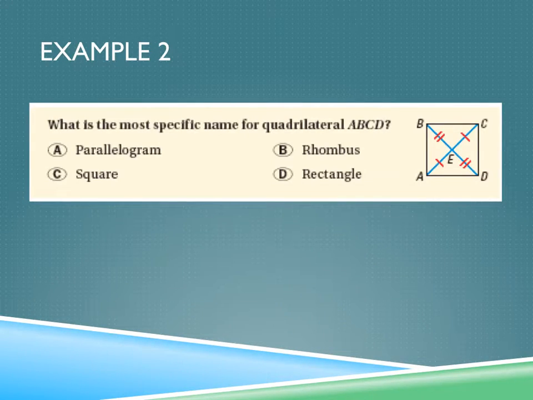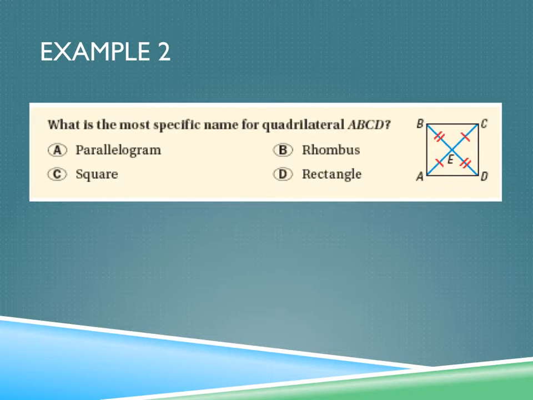Example 2 says, what's the most specific name for quadrilateral ABCD? So based on that diagram, what do you know about the diagonals? They're bisected. That's all we know. I don't know anything about the sides other than that there's 4 of them, right? I don't know anything other than the diagonals being congruent or being perpendicular. Nothing other than that they are bisected.